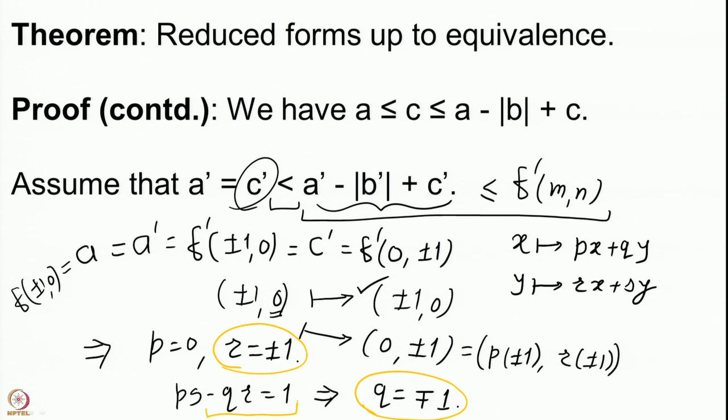Remember, minus qr is 1, p is 0. So, this quantity ps is equal to 0. We get minus qr is 1. So, r equal to plus 1 implies q has to be minus 1. If you take r to be minus 1, q has to be plus 1. So, the allowed transformation therefore reads, for p we have 0, for q we have minus or plus 1, for r we have plus or minus 1, and for s we have s. This is the form that we are allowing.